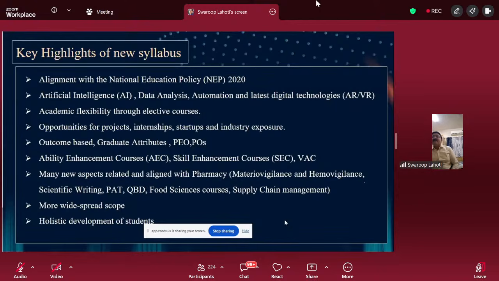Up till now, supply chain management and all this was taken care of by engineers, but now pharma graduates can also work in supply chain management. The scope of this particular syllabus is very wide, and there is more holistic development of the student, because if you go through all the courses, the ability enhancement courses, skill enhancement courses and vocational courses are there. There is holistic development of the student with this new syllabus.